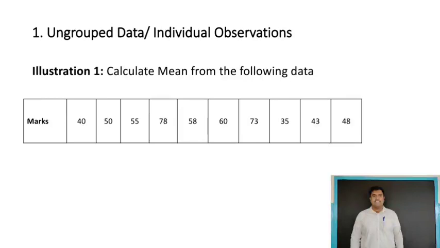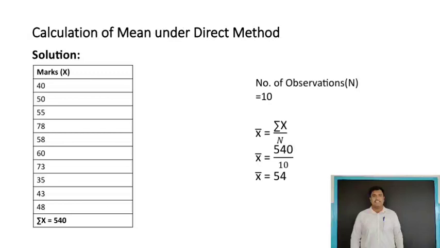So let us try to understand this mean calculation under ungrouped data or individual observations. In individual observations, the mean is calculated as below. So here in this illustration 1, the marks of 10 students are given. They are namely 40, 50, 55, 78, 58, 60, 73, 35, 43 and 48. So for this I need to calculate mean.